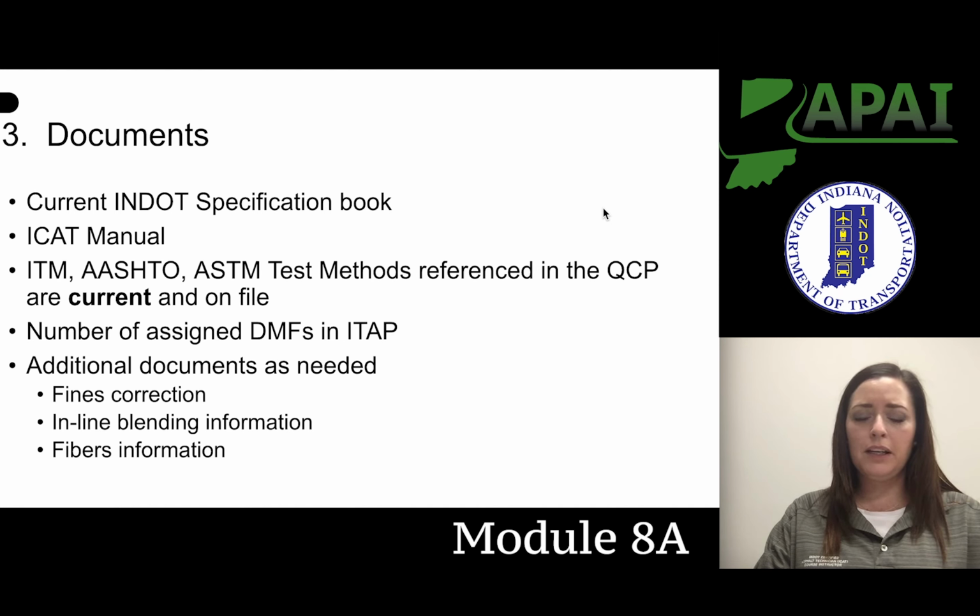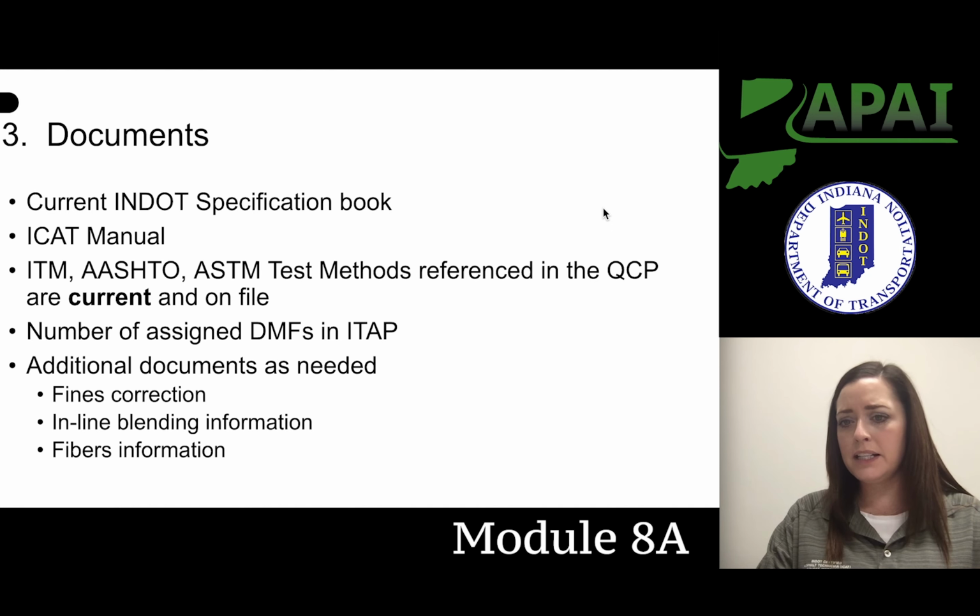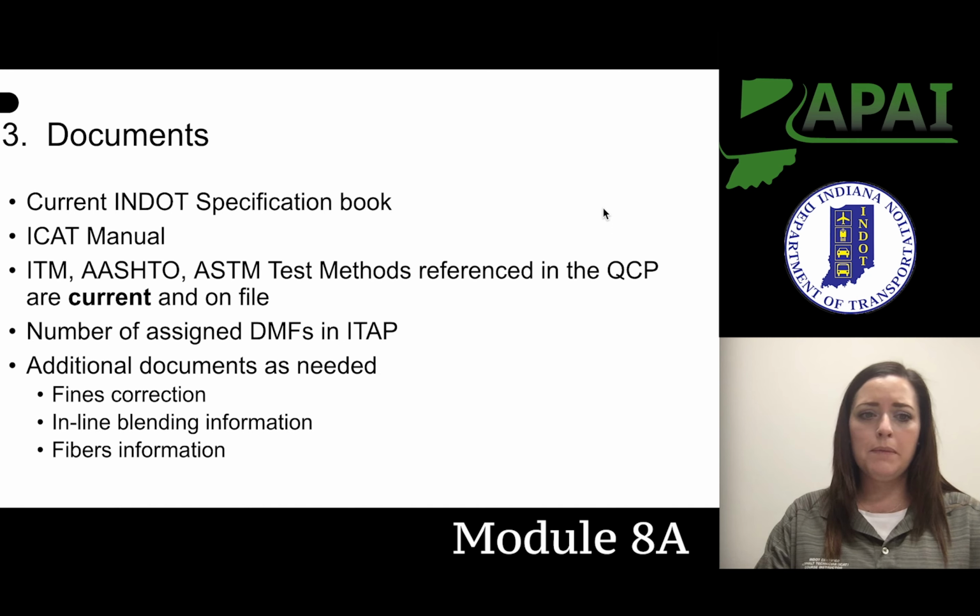There also needs to be a number of assigned DMFs that are in the ITAP program, and any additional documentation that is needed. This could include fines correction on RAPs or DMFs, any inline blending information if that plant has capabilities to do so, and any fibers information.